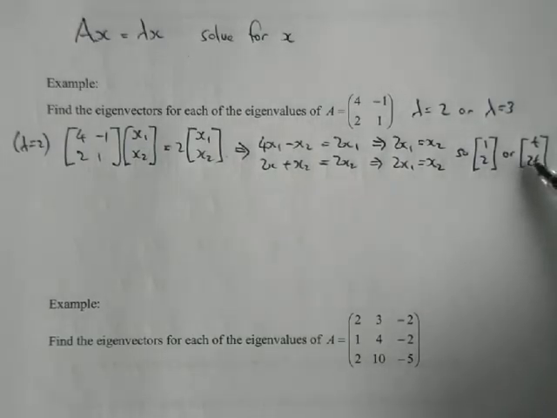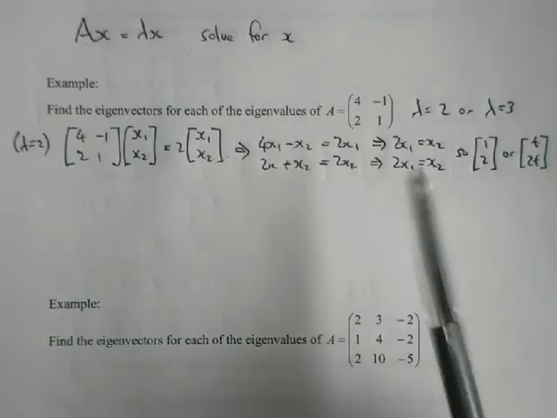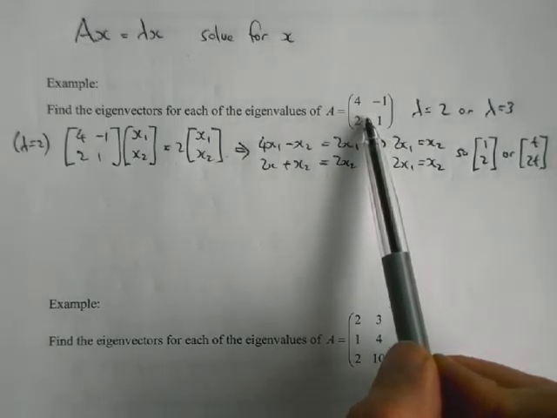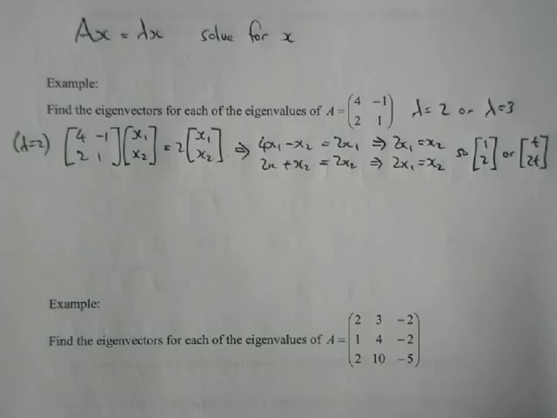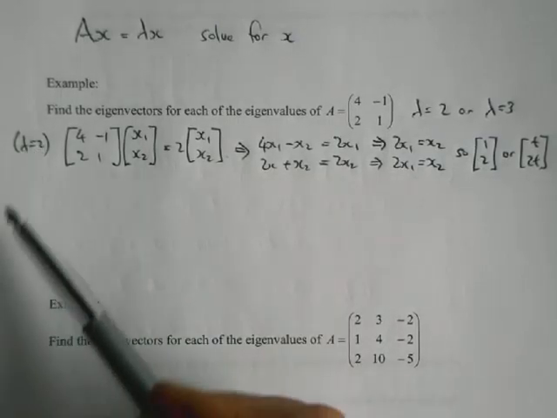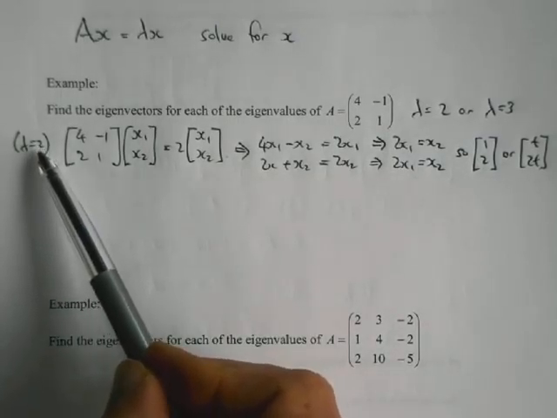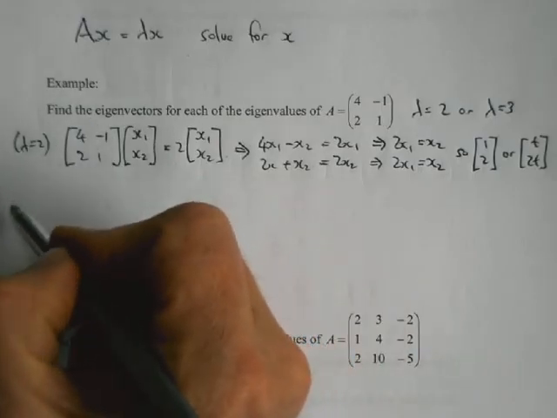Okay, so what this is saying is that any vector of this form, where the second element is twice the first element, when transformed by this matrix, will only undergo a linear scale, and in fact it will double because the eigenvalue is equal to 2.